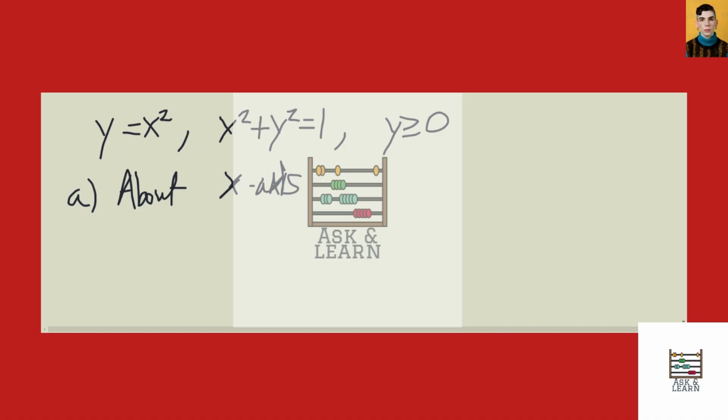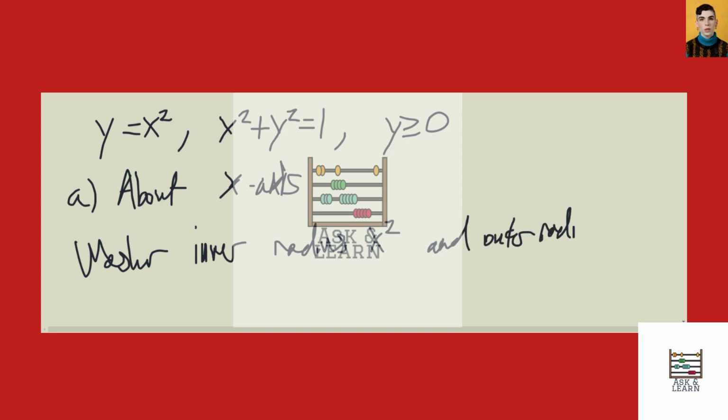So we're essentially rotating a thin vertical strip about the x-axis. So we get a washer, in other words, with inner radius x squared and an outer radius. Well, if you solve the equation for the circle and take y to be positive, this is the positive square root of 1 minus x squared.